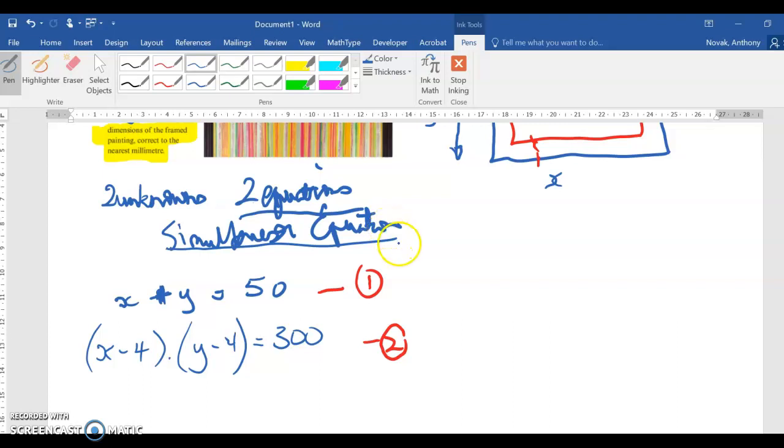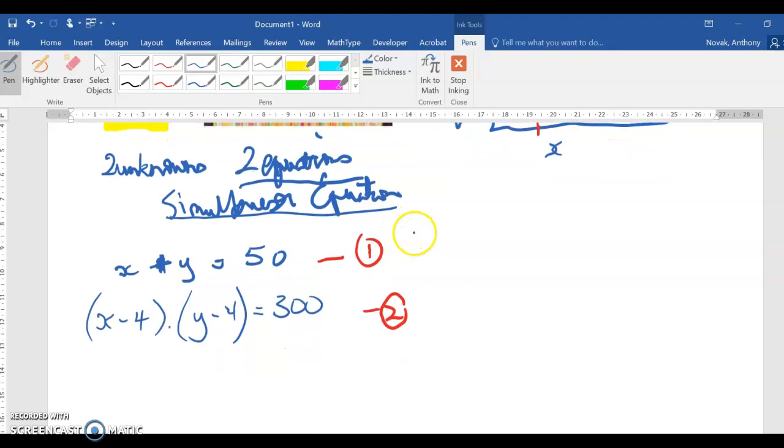Remember, we have two unknowns. We need to solve them at the same time. So we're going to use either the substitution or elimination. And clearly, what we're going to do is use the substitution. We might replace that y from that equation into that y. So we're going to substitute. We're going to use the substitution method.